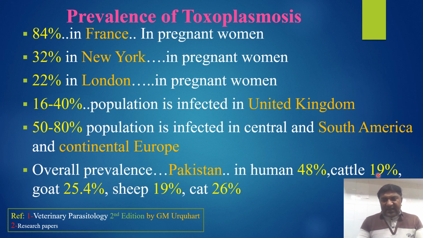In cattle it is 19%, in goats 25.4%, in sheep 19%, and in cats 26%. These values are actually taken from research papers.